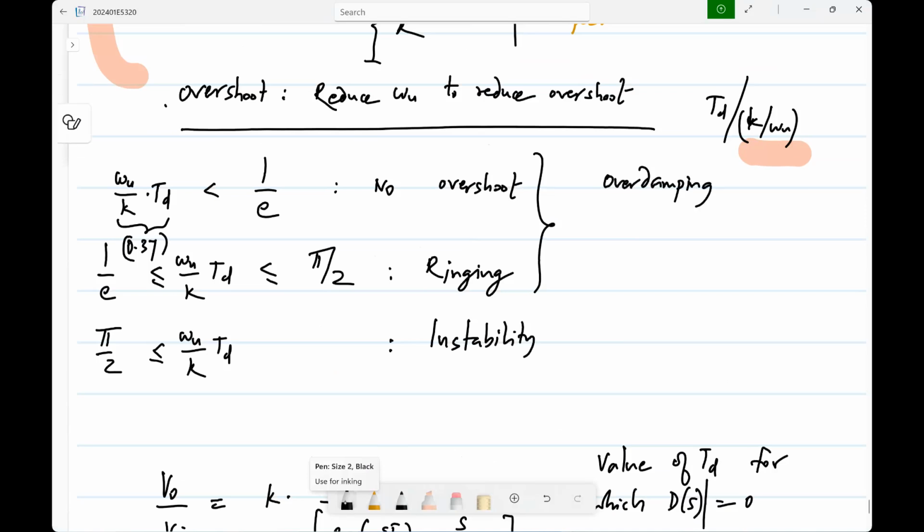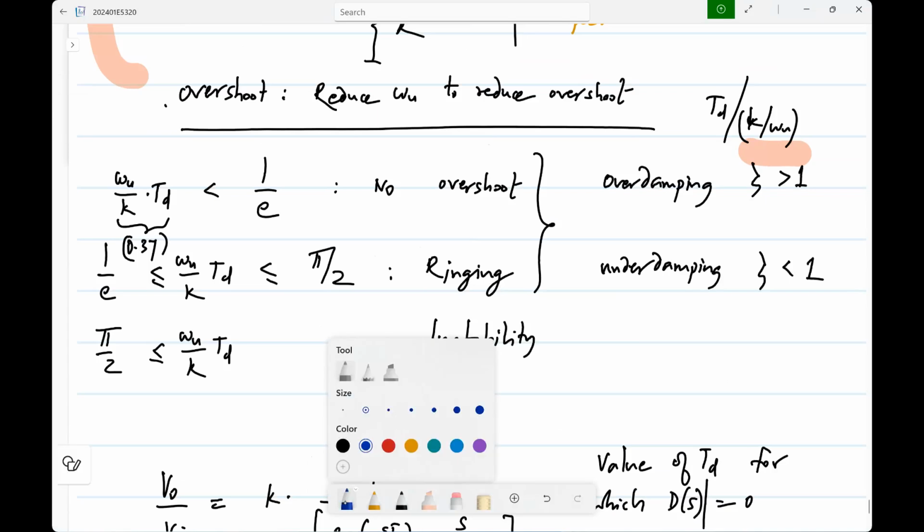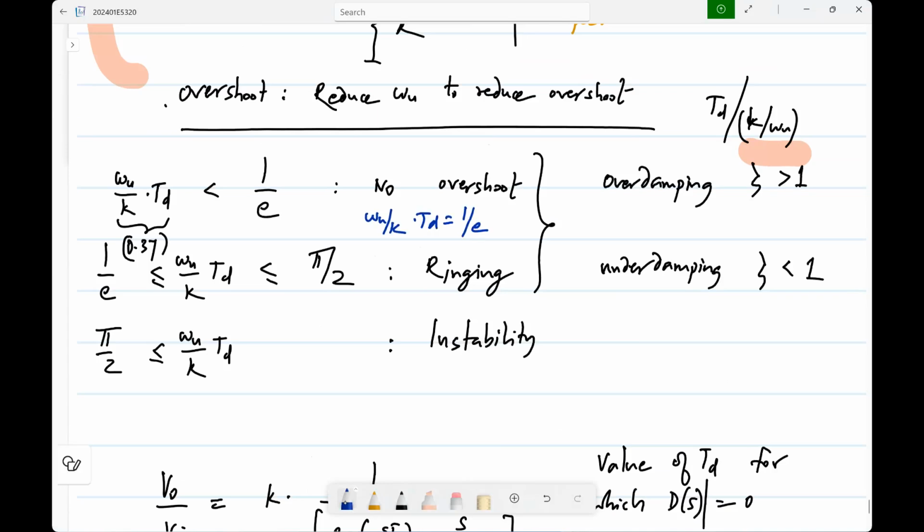Now, of course, overdamping, underdamping, etc., refers to a second order system, whereas this is in general, like we have made it for some high order with some delay and so on. So, overdamping corresponds to zeta greater than 1, and with ringing, that is underdamping, which is zeta less than 1. And in the middle, we also have omega u by k times Td exactly equal to 1 by e. That corresponds to critical damping, or zeta equal to 1.